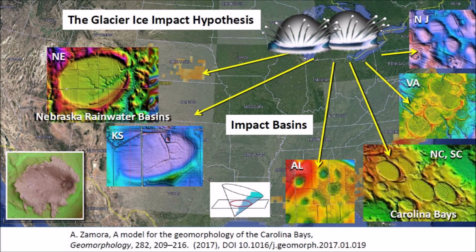Recognizing that the Carolina bays are elliptical makes it possible to consider that they originated as inclined conical cavities, and this makes their impact origin plausible. The glacier ice impact hypothesis proposes that the Carolina bays originated as oblique impacts of glacier ice ejected by one or more extraterrestrial impacts on the Laurentide ice sheet.